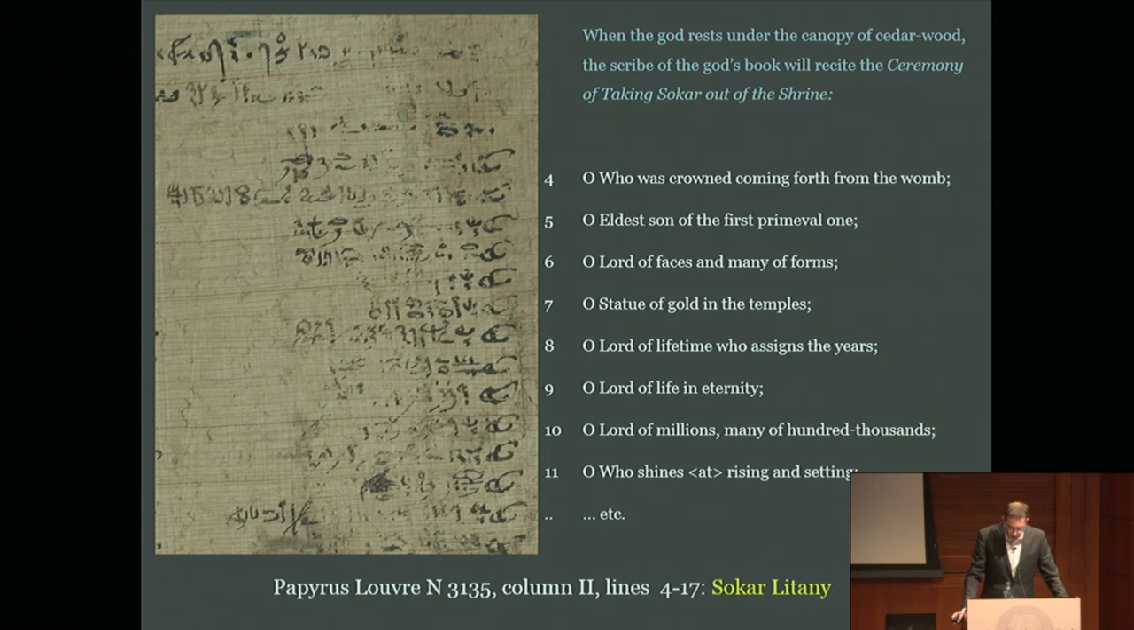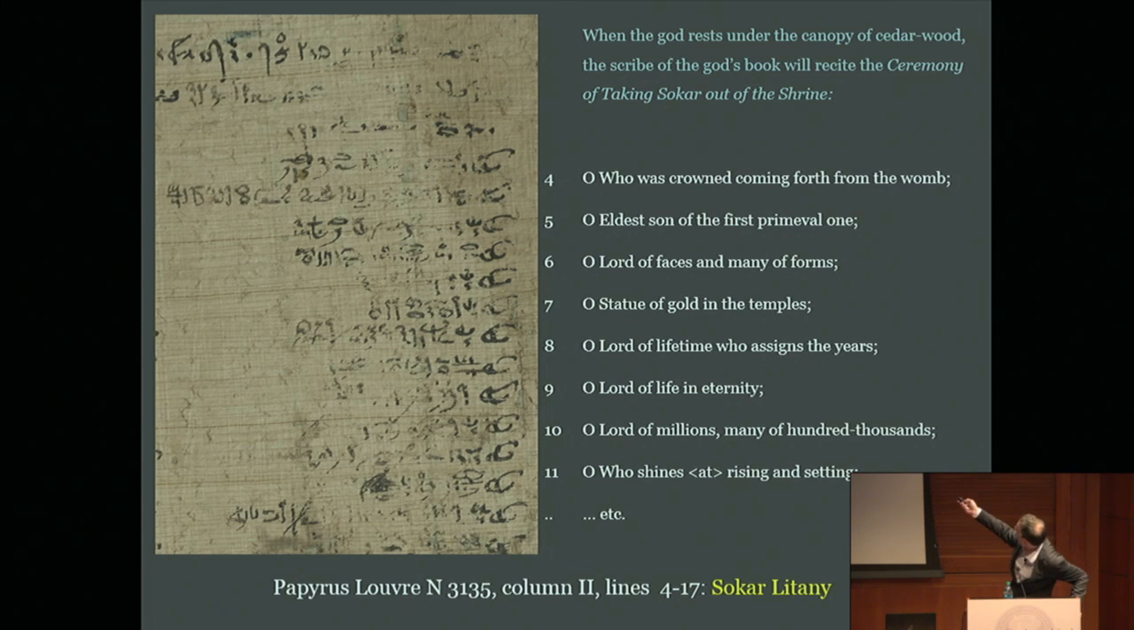The priest invokes the presence of the spirit by reciting the so-called Sokar litany. This litany of 42 epithets addressed to the funerary god Sokar is excerpted from a much longer temple liturgy, which is attested for almost 2,000 years before Artemis died. This is a very, very old text.